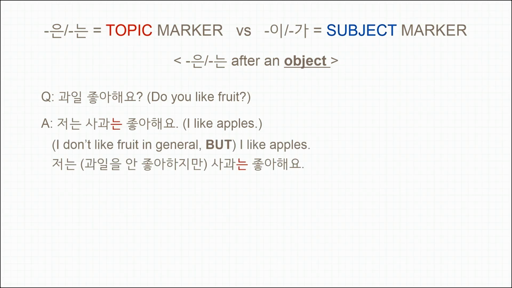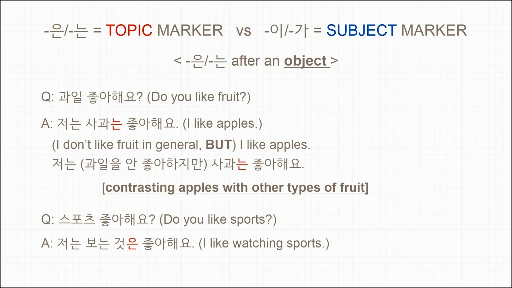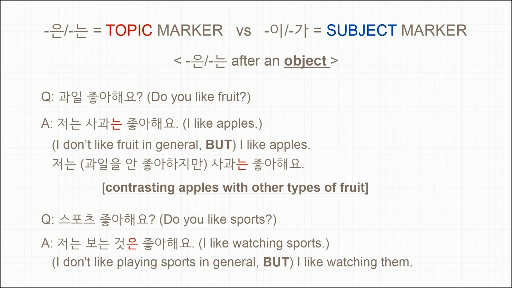This actually means I don't like fruit in general, but I like apples. In other words, I'm contrasting apples with other types of fruit. Let's look at another example. Someone asks, 스포츠 좋아해요? Do you like sports? I reply, 저는 보는 것은 좋아해요. I like watching sports. Here, the meaning is, I don't like playing sports in general, but I like watching them.